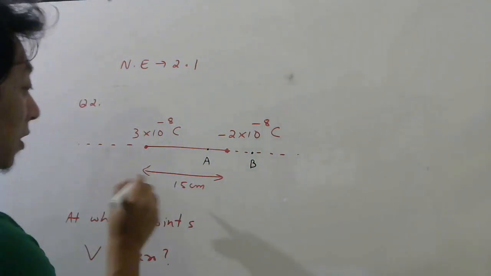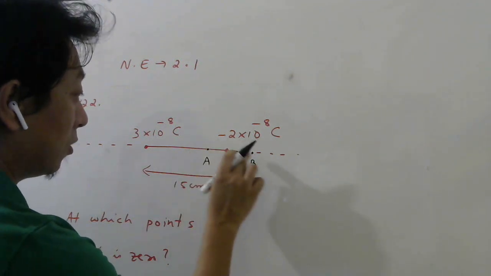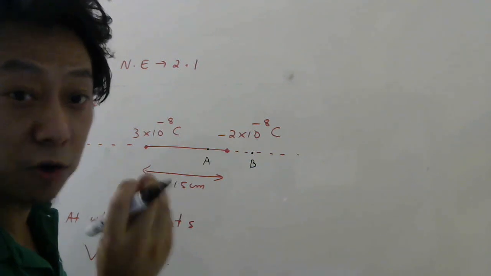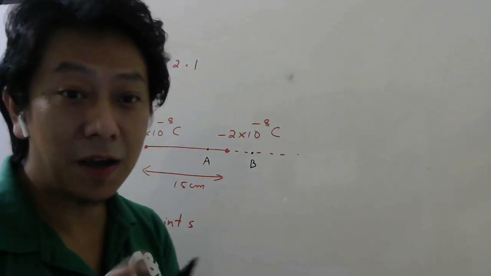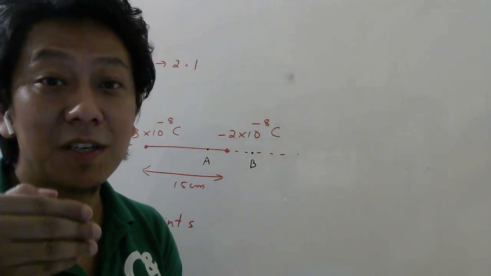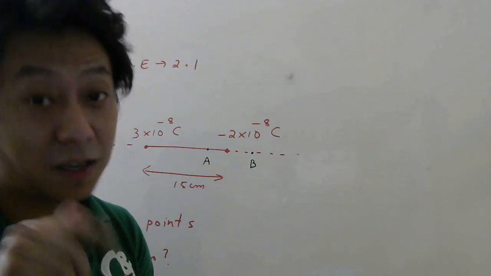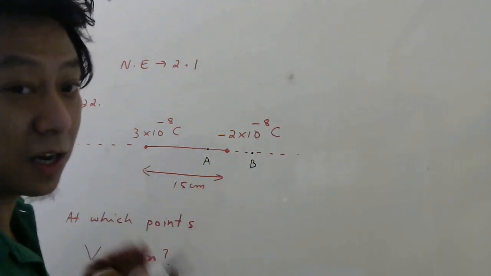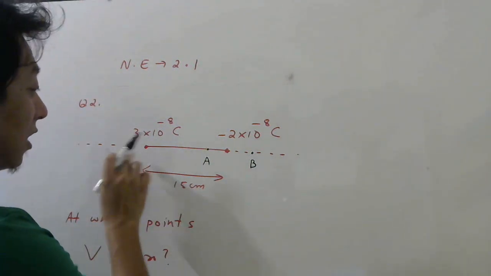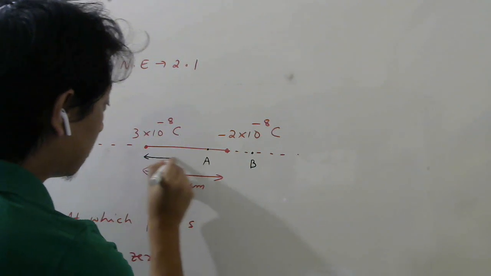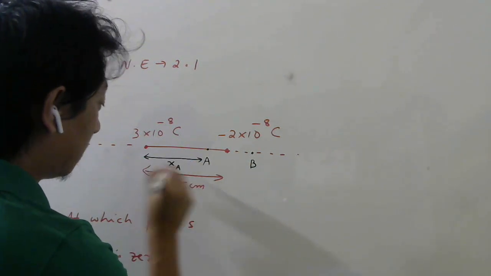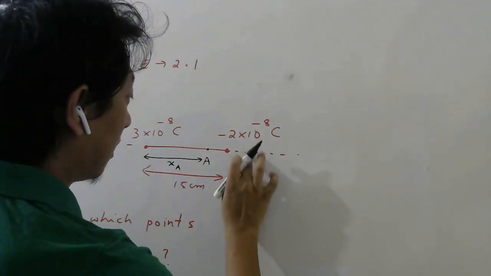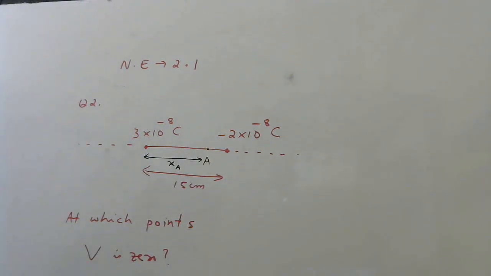Let us measure the distance of these 2 points where potential is zero from this charge, because they have not mentioned it. When they say find the point, they should mention in the question from which charge to give the distance. They have not mentioned, so we will measure it from any charge we want. Let us measure it from this charge. Let us say this point is at a distance x and this point is at a distance. Let us do this point later. First we will find this point.